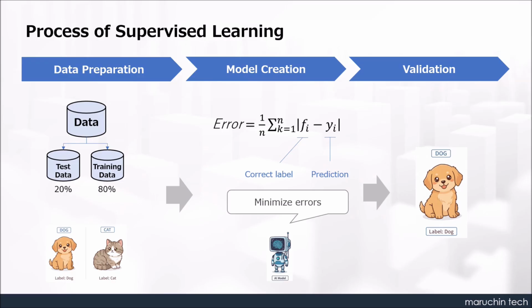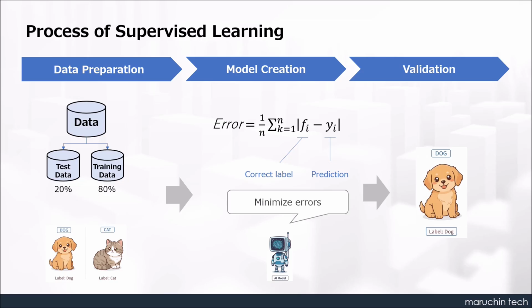Let me explain the mechanism of supervised learning. First, we prepare the input data, which is the information we give to the model. For example, these could be images of dogs and cats. We also prepare the correct labels or the answers. We attach the label dog to dog images and the label cat to cat images. Next, the model receives the input and makes a prediction. It then compares this prediction with the correct label to calculate the error.